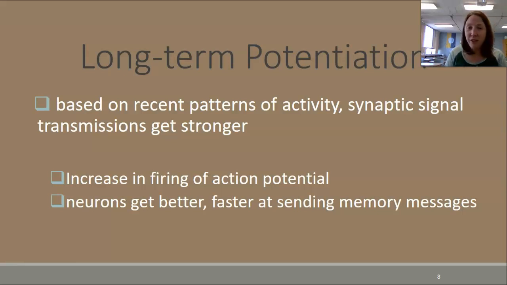In the same way, if you don't use it, you might lose it, referring to that memory. So the more you use that memory, whether you're critically thinking about it, using it on a test, studying it over and over, rehearsing it, or practicing that skill, if it's a physical skill with your body, the more you do it, the neuron gets better and faster at firing that action potential. By increasing the amount of times that neuron fires because you're practicing it, it's going to get stronger and faster at sending that message.